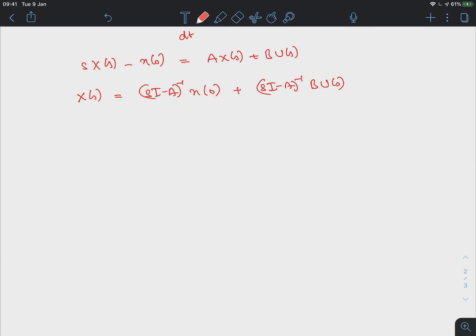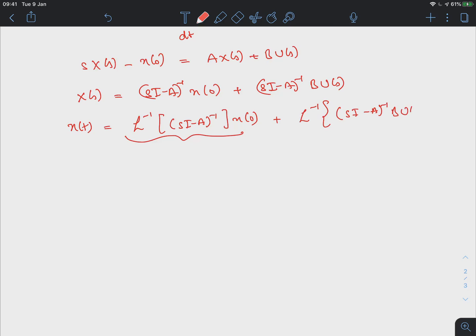Now x of t, by taking the inverse Laplace transform of this equation, I would have Laplace inverse of (sI minus A) inverse x naught, which is basically the solution of the homogeneous equation, plus Laplace inverse of (sI minus A) inverse BU.